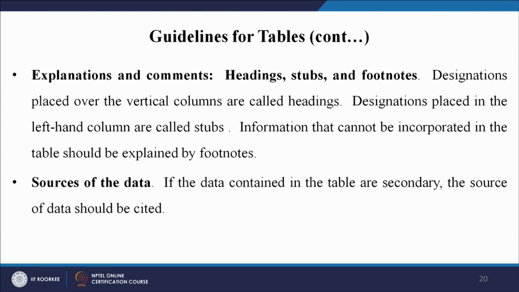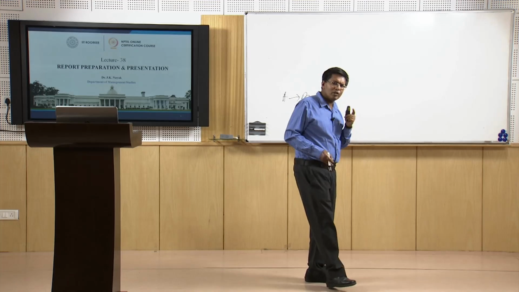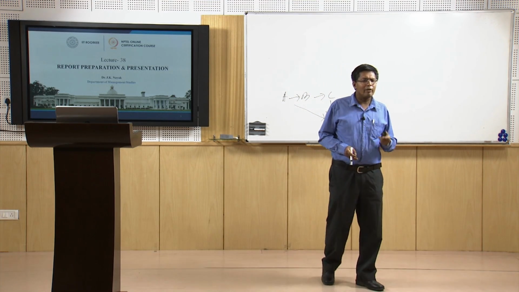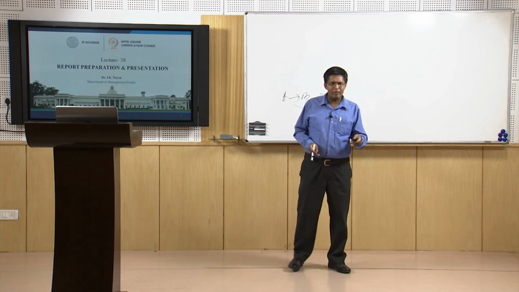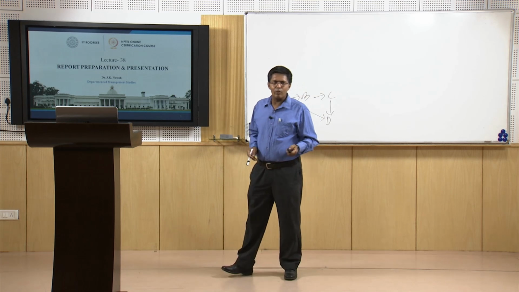Explanation and comments, headings, stubs and footnotes. Designations placed over the vertical columns are called headings. Similarly, the stubs are the left hand columns. Information that cannot be incorporated in the table should be explained by footnotes. So, suppose there is some information in the table that you are not able to provide there because of lack of space or something, please give a footnote, very important.